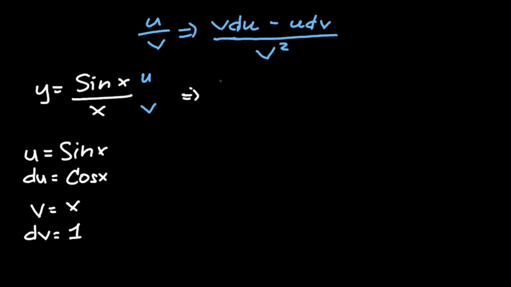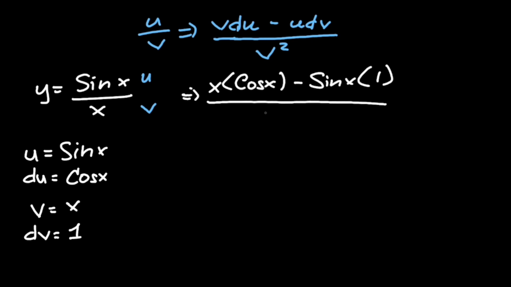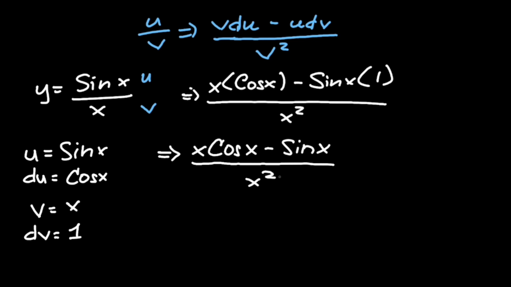Solve it according to the formula and you will get x multiplied by the derivative of U, which will be cosine of x, minus U, which will be sine of x, multiplied by the derivative of V, which will be 1, over V squared, which will be x raised to the power of 2. Simplify this, you will get x cosine of x minus sine of x divided by x squared.